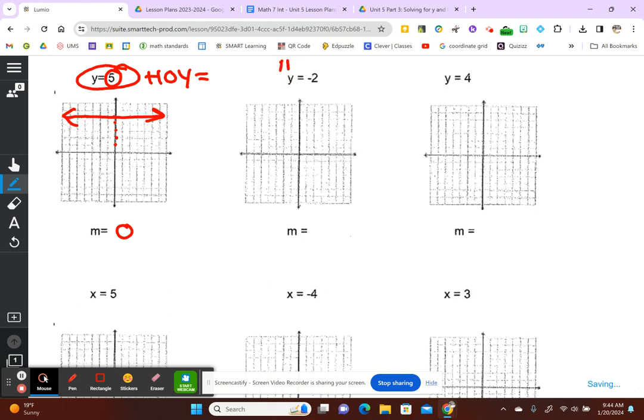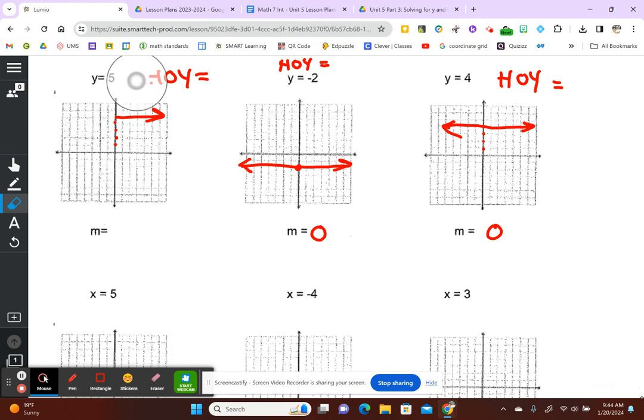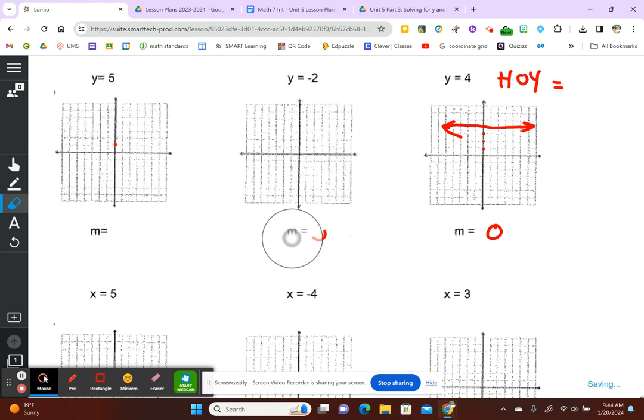Here, it's another Hoy because it's y equals. I go to where it's -2. I draw a horizontal line, and I'm done. That's y equals -2, and I know the slope is 0. This is another Hoy, y equals 4. I go up 1, 2, 3, 4, draw a horizontal line, and I know the slope is 0. So those are examples of the Hoys. Very easy to graph if you remember what to do.